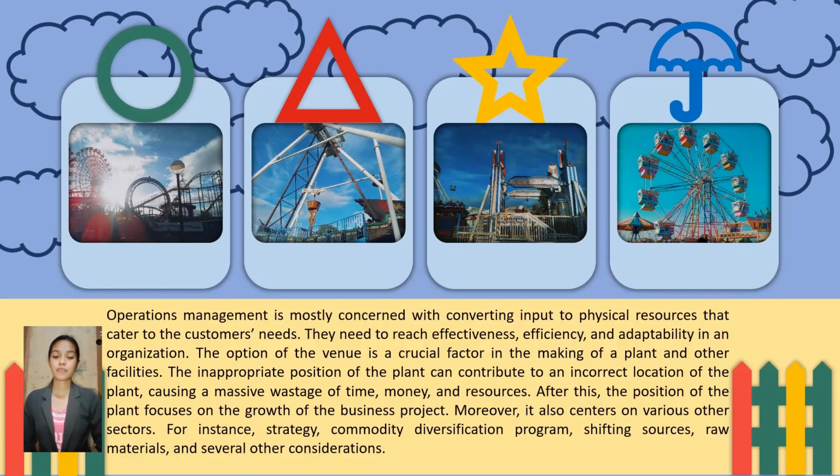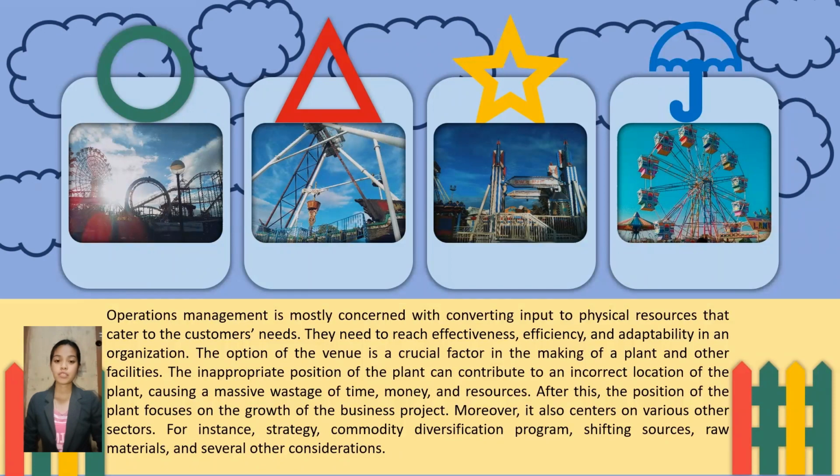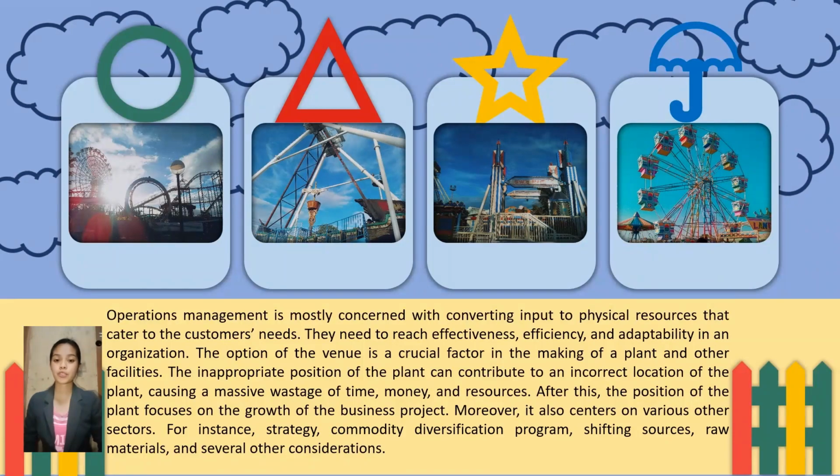They need to reach effectiveness, efficiency, and adaptability in an organization. The selection of the venue is a crucial factor in the making of a plant and other facilities. An inappropriate position of the plant can contribute to an incorrect location of the plant, causing a massive wastage of time, money, and resources. After this, the position of the plant focuses on the growth of the business project. Moreover, it also centers on various other sectors, for instance, strategy, commodity diversification program, shifting sources, raw materials, and several other considerations.